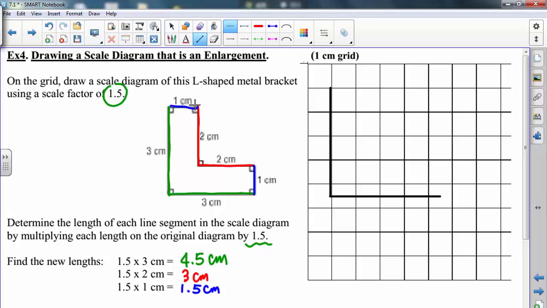So this one will become 1.5. So let's find 1.5. This one will become 3 centimeters. So let's get 3 centimeters. This one will also be 3 centimeters. So this last one must be 1.5 centimeters again. So this one is the scale diagram of this original diagram. And we also can see this one is an enlargement of the original diagram.